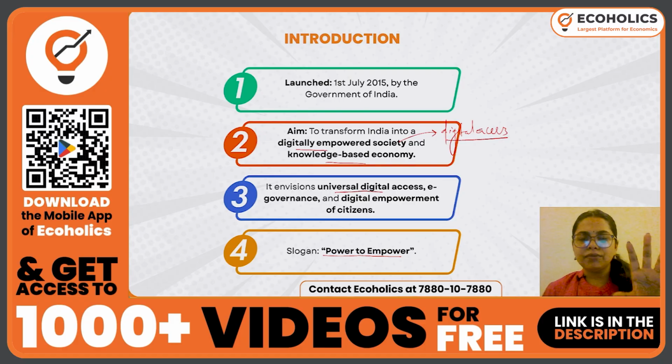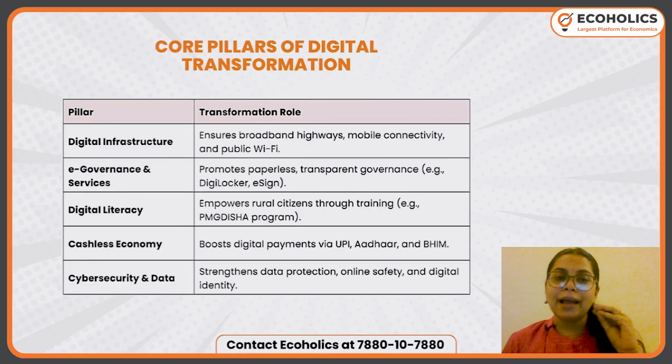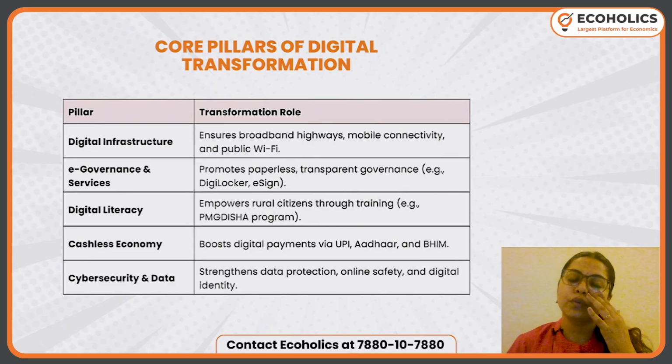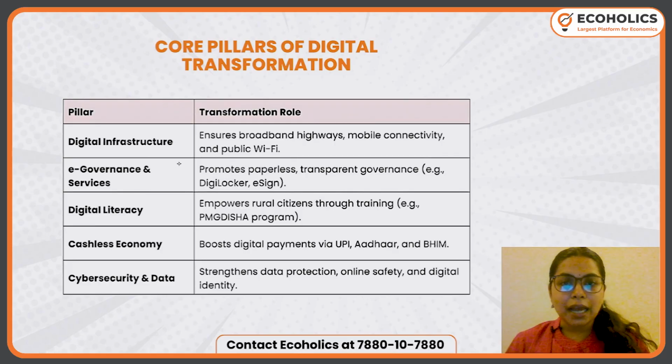Now that we have a very brief idea of what this program looks like, let us move on and understand the main four pillars on which this program is based, and we are talking about digital transformation altogether. The first and foremost, which is primary for this transformation, is the digital infrastructure itself. When we are talking about digital infrastructure, we made sure that there are broadband highways, mobile connectivity gets better, and access to public Wi-Fi is enhanced.